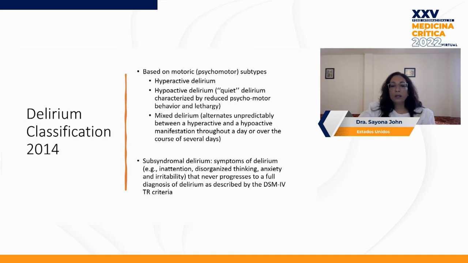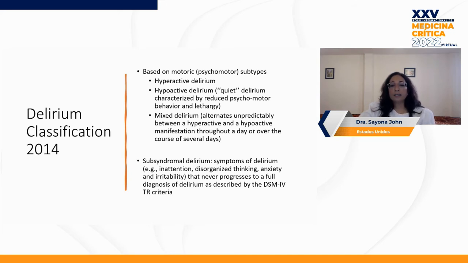Then you have hypoactive delirium, or the quiet delirium, where there's reduced psychomotor behavior and lethargy. So these are, in my world, in the neurological world, we refer to these patients as being encephalopathic, because they're drowsy, they're not really following what we're asking them to do. But by definition, in the classification as defined in 2014, that is hypoactive delirium. Then you can also have the mixed delirium, where you have hyperactive and hypoactive manifestations, and it fluctuates throughout the day or over the course of several days.